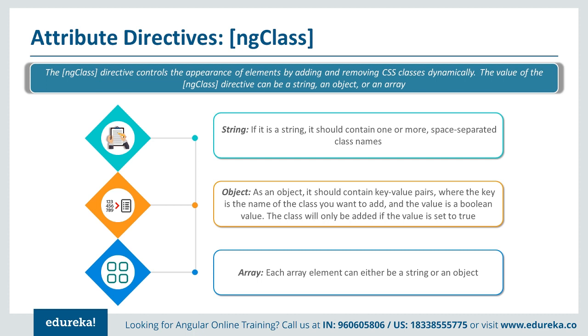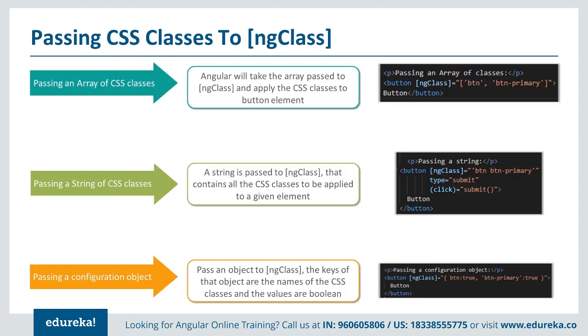Object, you can give it as an object. You can give it as an array also. You can give it in 3 ways: ng class as a string, ng class as an object, ng class as an array. Let's see how you can give that. Passing an array of classes.